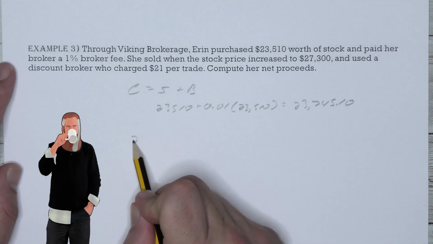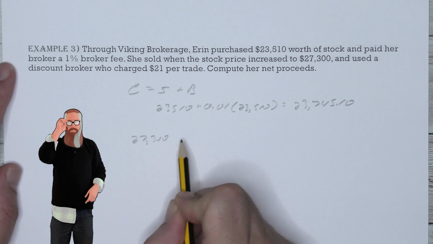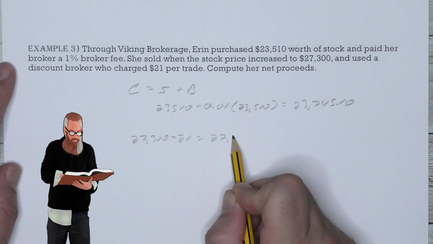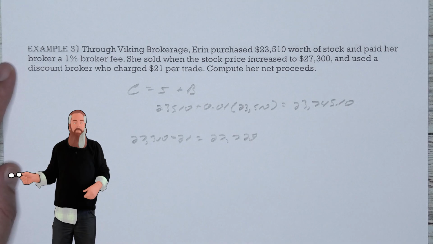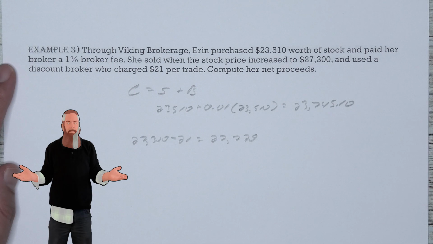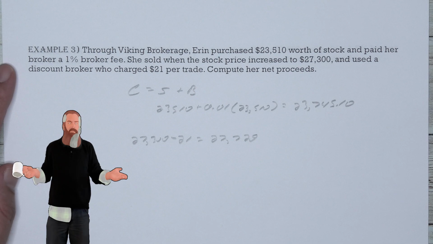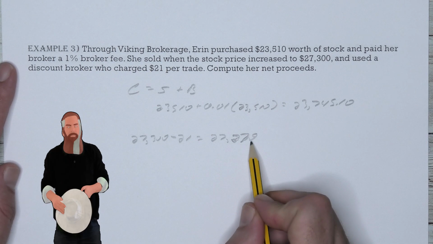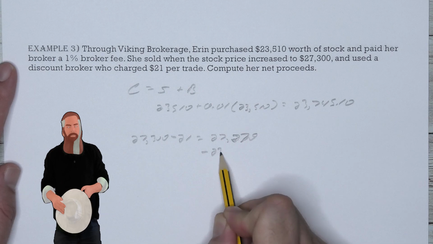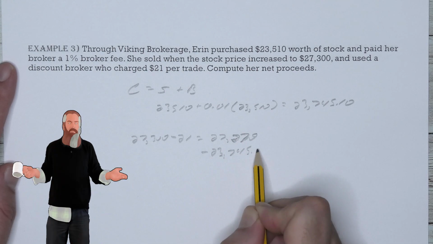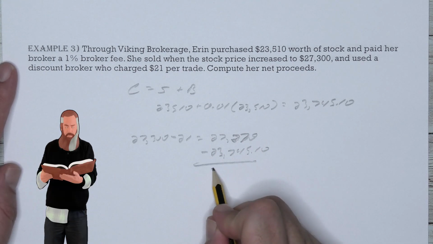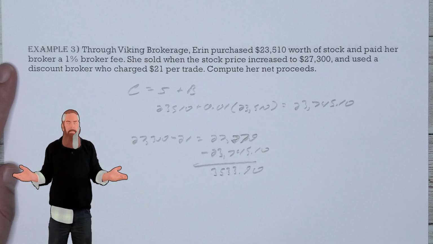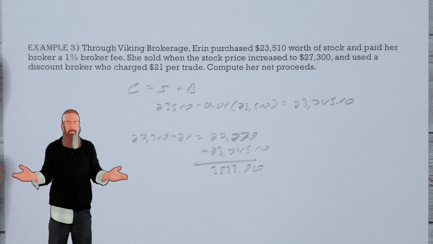Now, she sold the stock for $27,300, but she had to pay a fee of $21, which gave $27,279. The net proceeds equals the difference between the purchase cost and the amount received from the broker. So we can say $27,279 minus the $23,745.10 to get $3,533.90 as Erin's net proceeds.